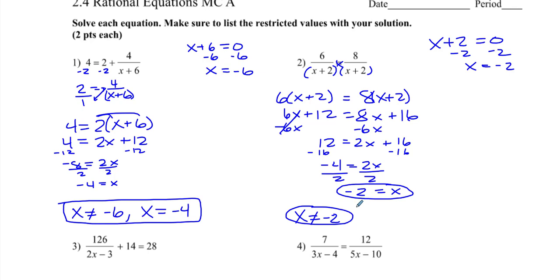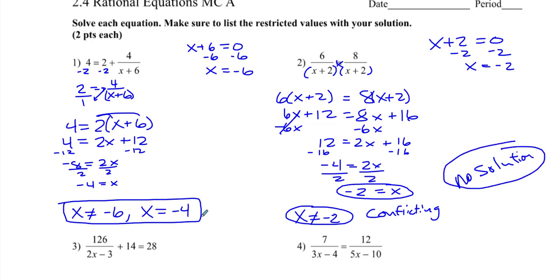equal negative 2, this is conflicting, okay? And that means we cannot do it, so this is actually a no solution. Remember, this is one of those special cases.